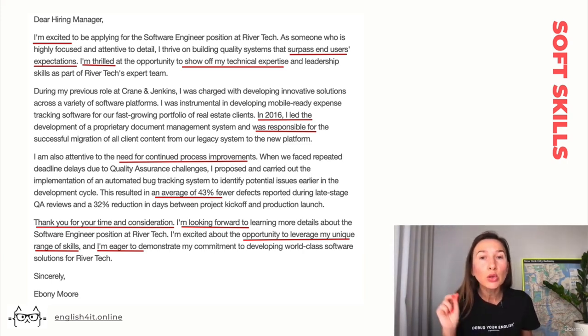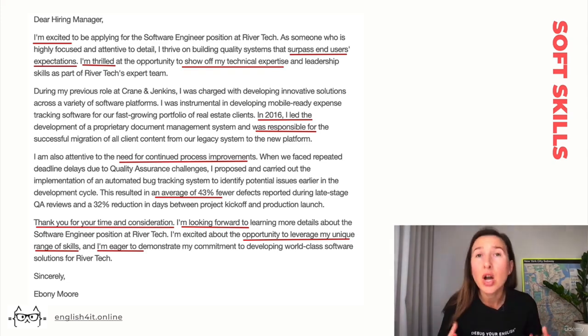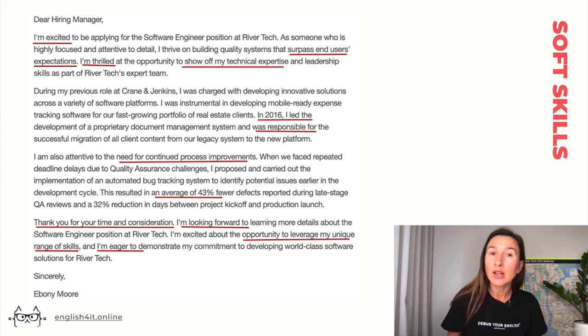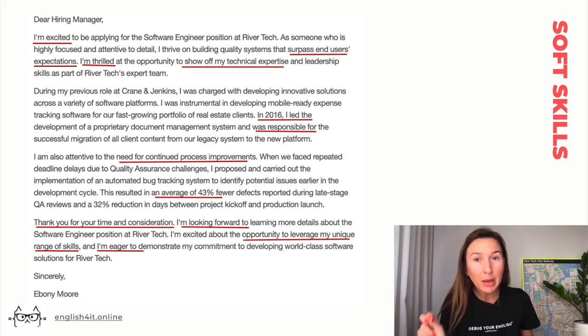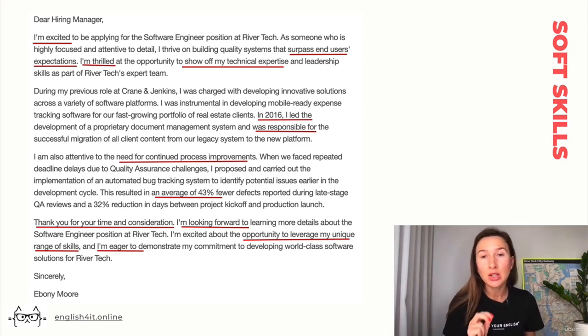I'm looking forward to learning more details about the software engineer position at River Tech. Again, I'm excited about it. See, I'm interested, not I want. I'm excited about the opportunity to leverage my unique range of skills. I would highly recommend you use this phrase as well. Opportunity to leverage my unique range of skills.